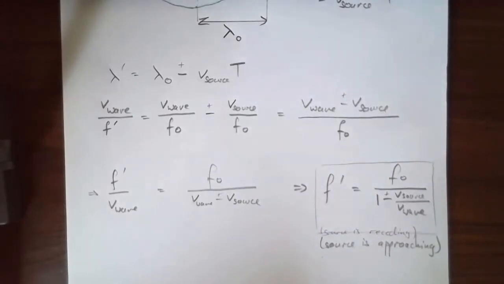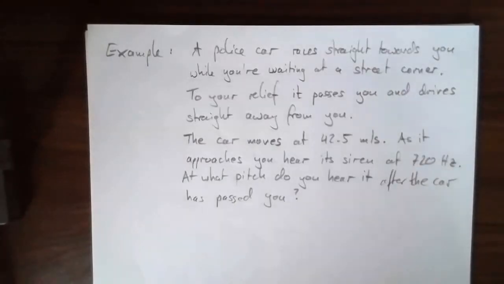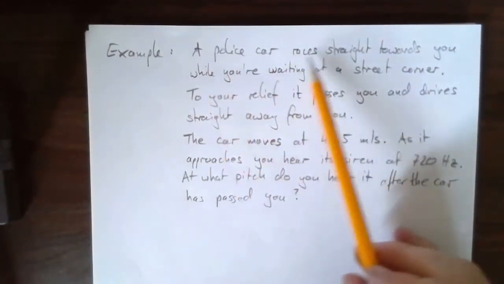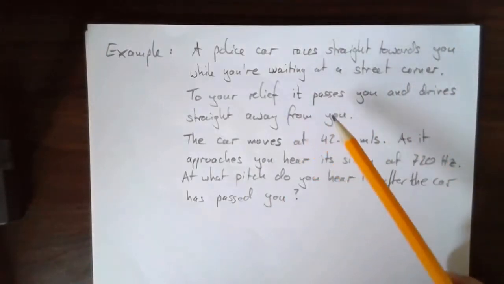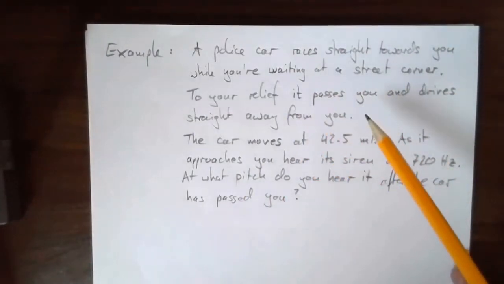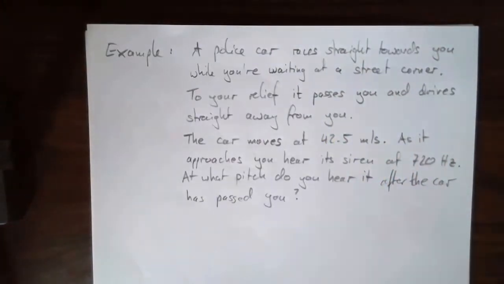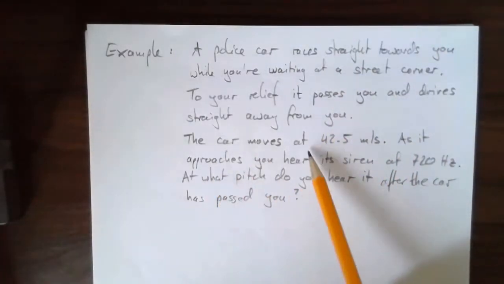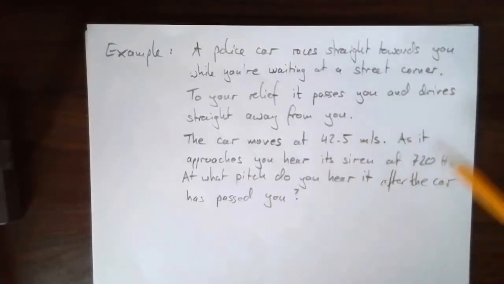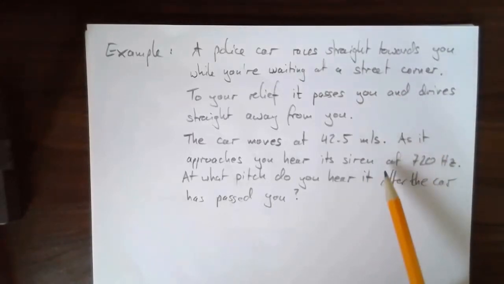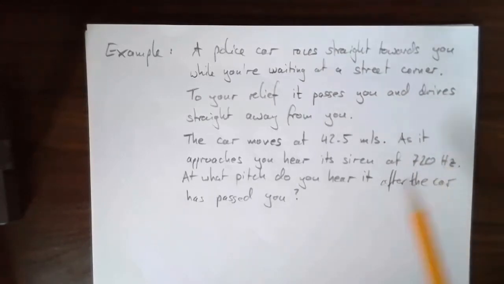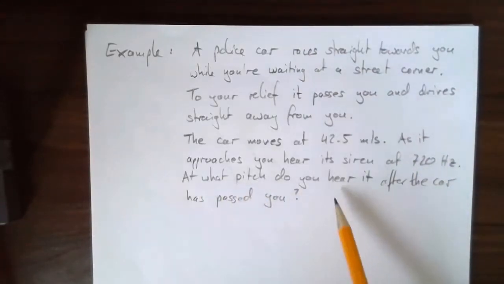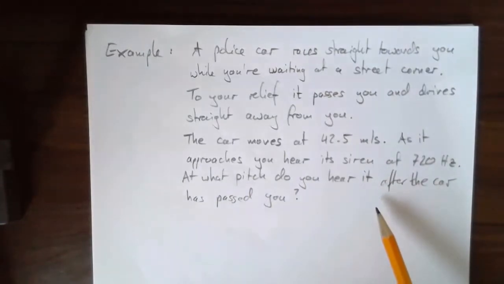All right, let's do an example. Let's stick for now with police cars. A police car races straight towards you while you're waiting at a street corner. But to your relief, it's not coming for you. It passes you and then drives away from you in a straight line. You know the car moves at a constant 42.5 meters per second. And as it approaches you, you see it coming towards you, you hear its siren at a frequency of 720 hertz. Question is, at what pitch do you hear after the police car has passed you?